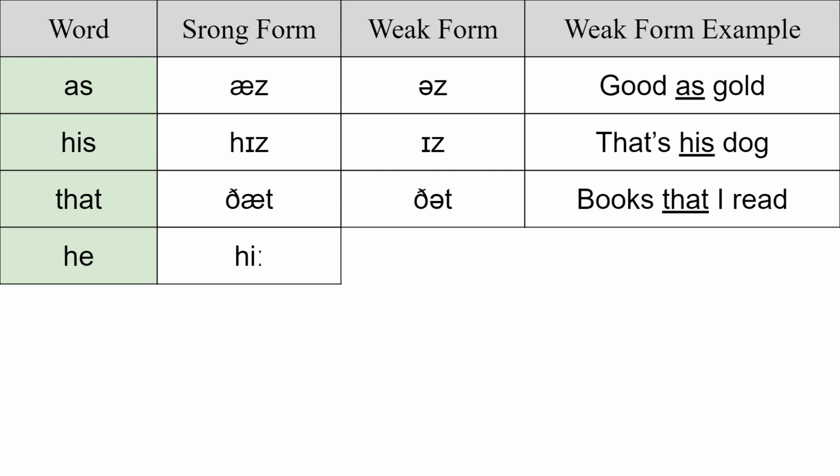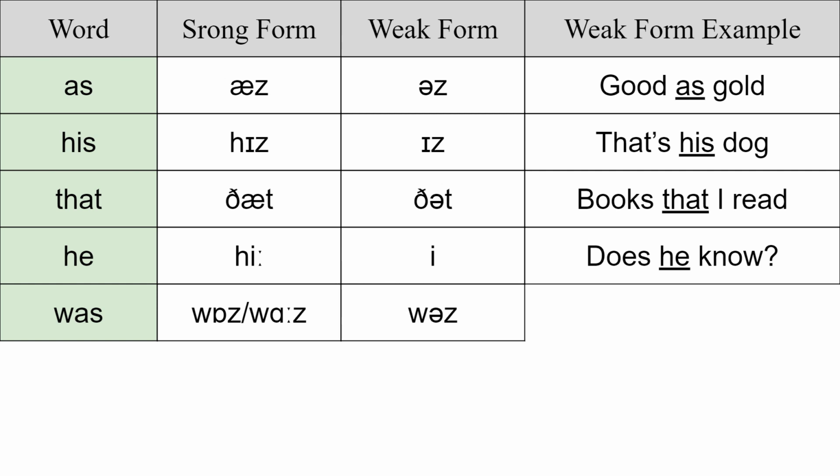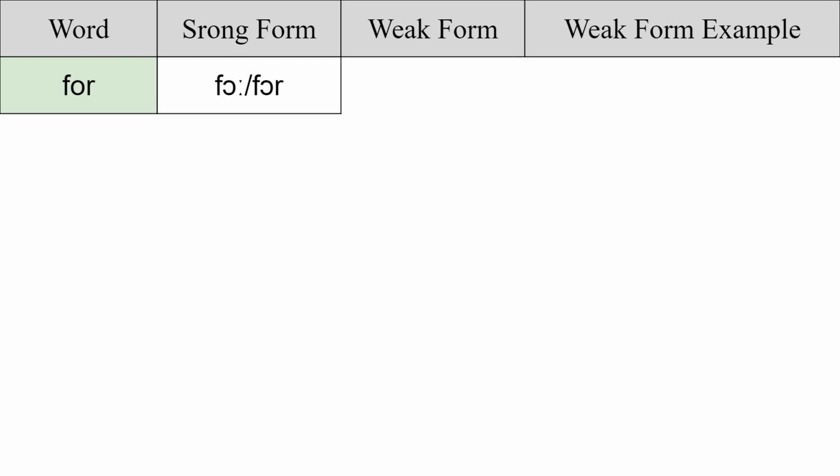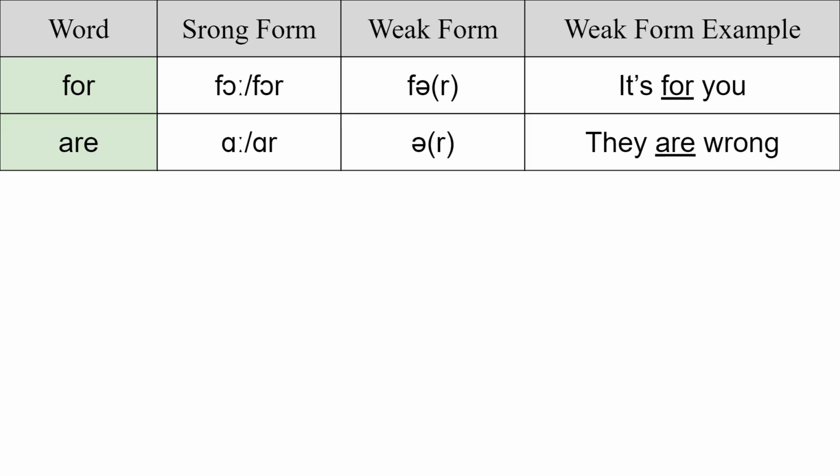He, weak form, e. For example, does he know? Was, weak form, was. For example, I was wrong. For, weak form, for. For example, it's for you. Are, weak form, er. For example, they're wrong.